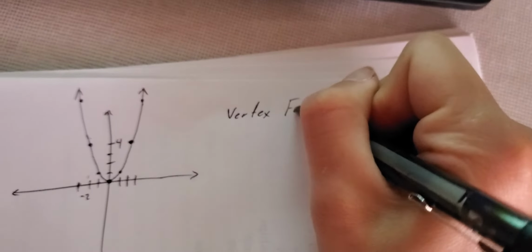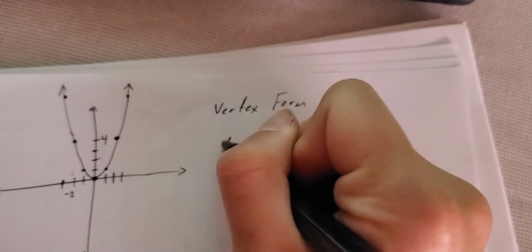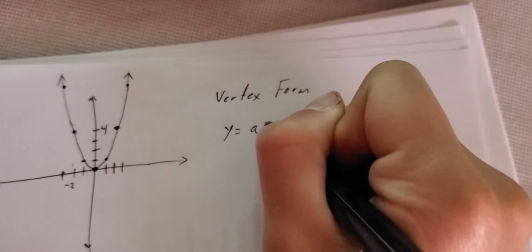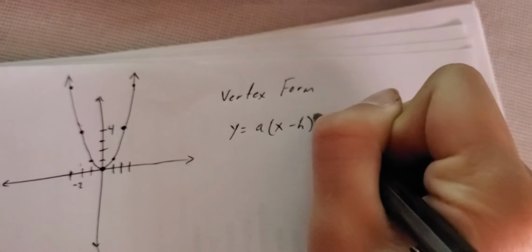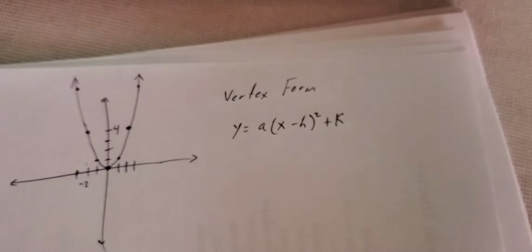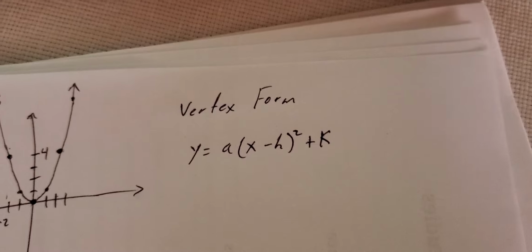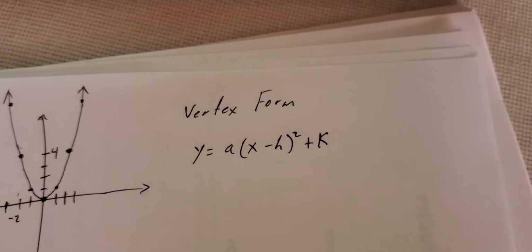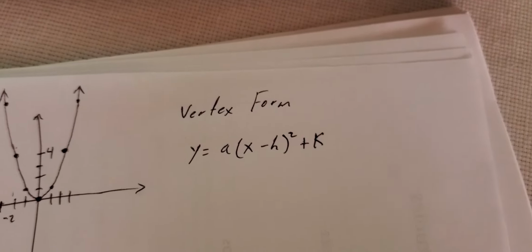Vertex form is y equals a times x minus h raised to the second power plus k. We'll go over each of these terms during class. I'll cover some of this in this video, but it's pretty much the vertex form. You really want to know this form. We'll be using it a lot.